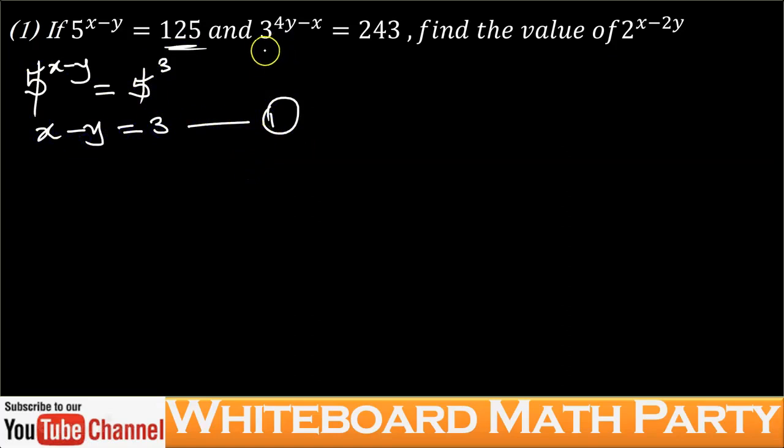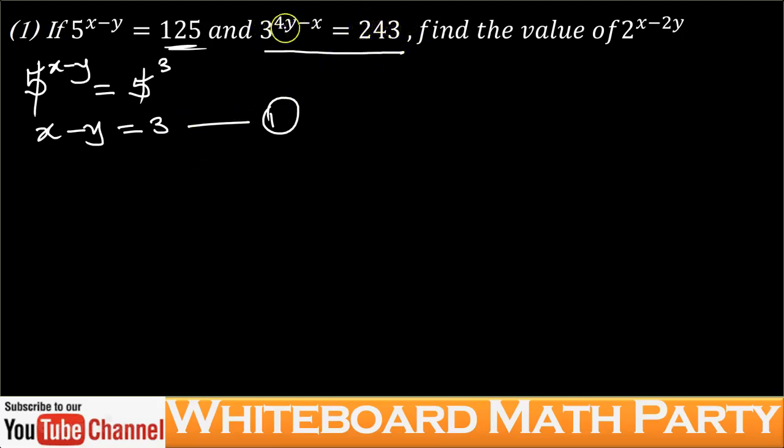Before we can proceed, now we're going to look at this part. To look at this part, we need to express 243 in powers of 3. If you check your 3 to the power of 5, that gives you exactly 243. In that case, we can write it as 3 to the power of 5. This is what I mean.